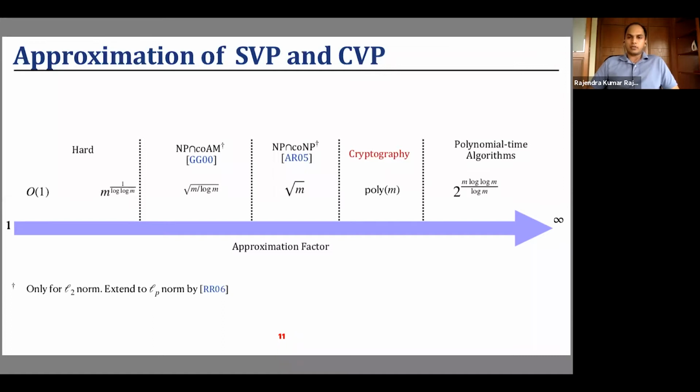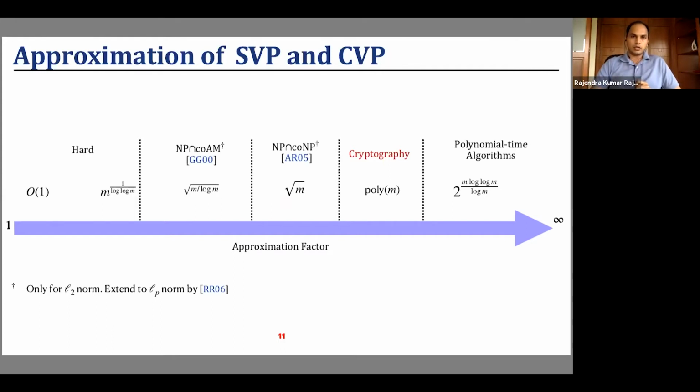And with respect to cryptography, the interesting regime of approximation is polynomial approximation factor. All the cryptosystems which we know right now are based on either small polynomial approximation like m squared or m to the power 1.5, or m to the power 5 approximation of SVP and CVP. And in terms of polynomial time algorithms, the best approximation factor which we can achieve till now is 2 to the power m log log m by log m, which is almost exponential. So this is the best approximation factor which we get in polynomial time. This is all we know with respect to the approximation factor.